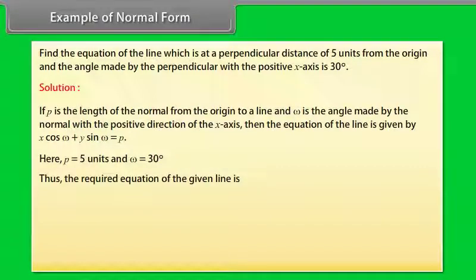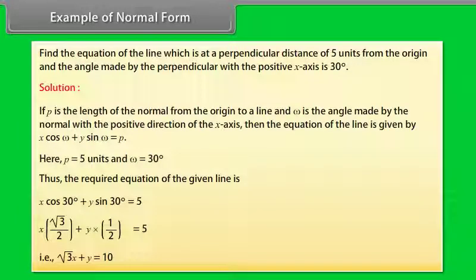Thus, the required equation of the given line is x cos 30 degrees plus y sin 30 degrees is equal to 5. It can be solved to x root 3 plus y is equal to 10.